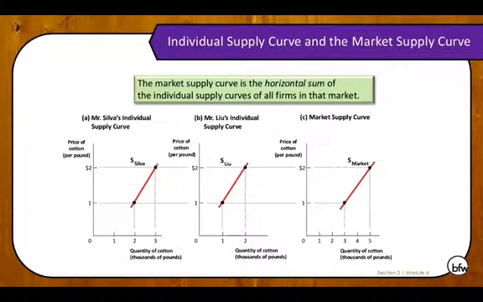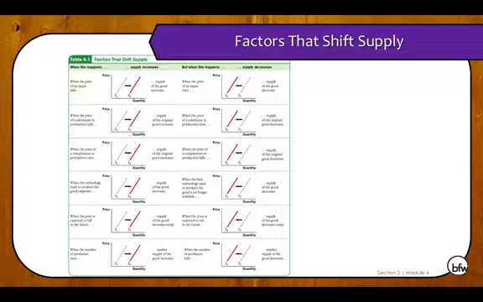So the market supply curve is the horizontal sum of the individual supply curves of all firms in that market. And just like I gave you a chart in the previous module on all of the factors that can shift the demand curve, these are the supply curve shifters. All of the factors that can cause the supply curve to shift to the right or to the left. So this is a good chart to copy down, have in your notes, study it, and memorize. Because that's one thing that you really have to do.